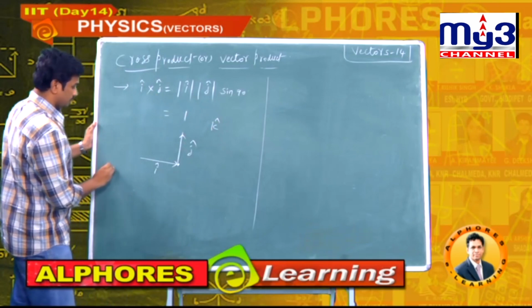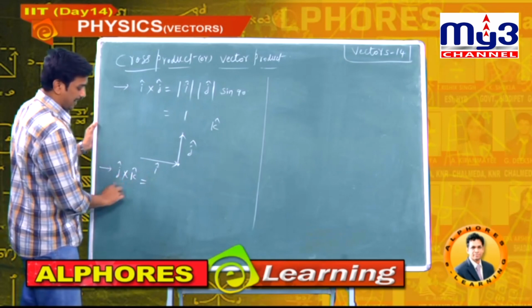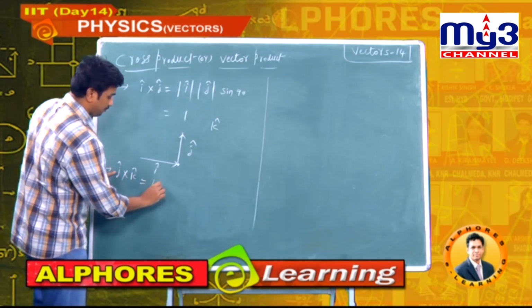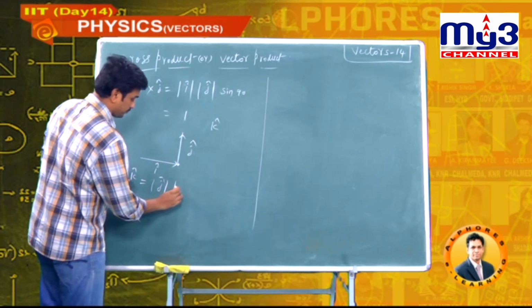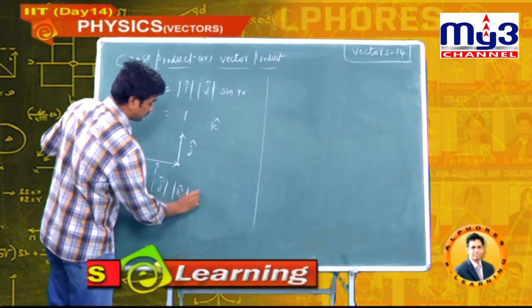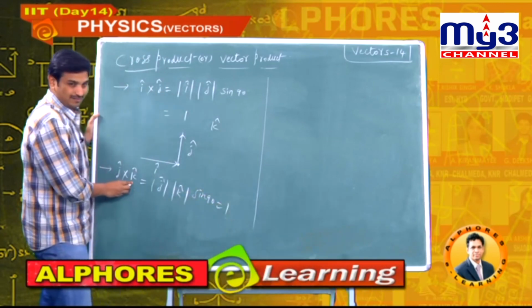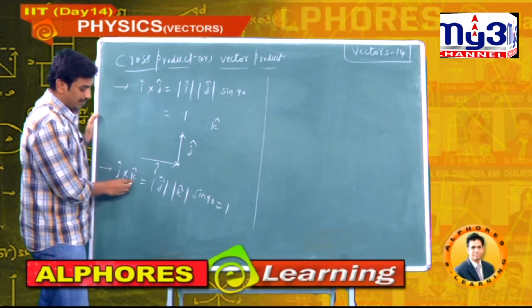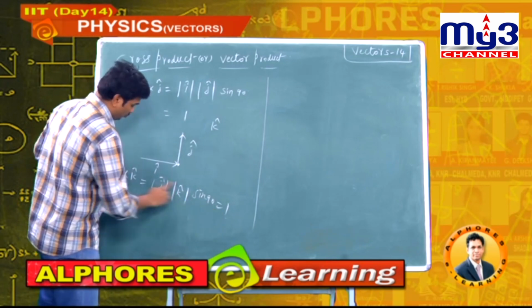Now similarly, j cap cross k cap: mod j cap, mod k cap, sine of the angle between these two, y direction and z direction, sine 90. Now this is the one, magnitude 1. It's not that its direction is 1. It's the magnitude of j cross k.